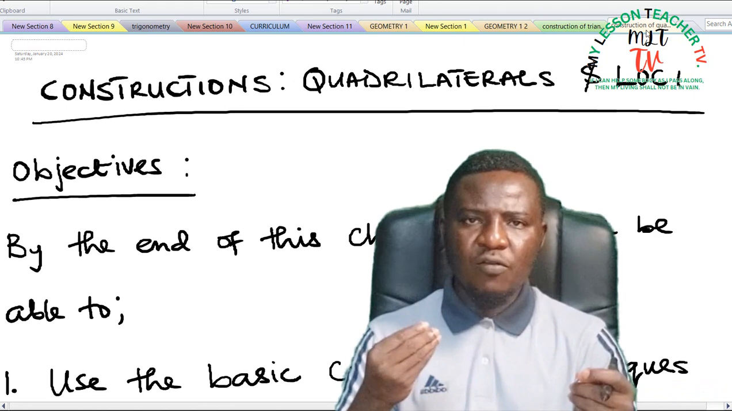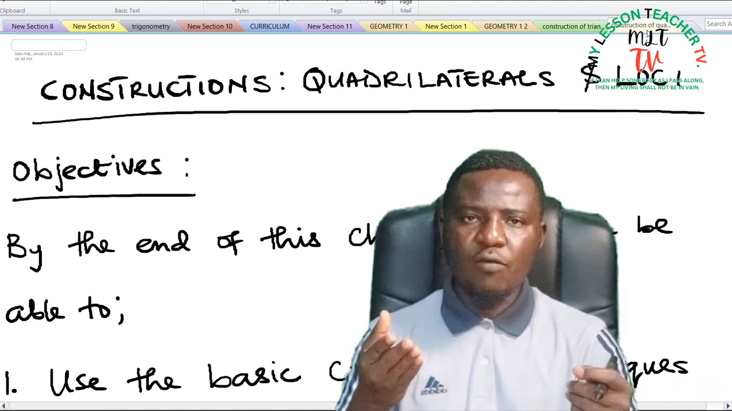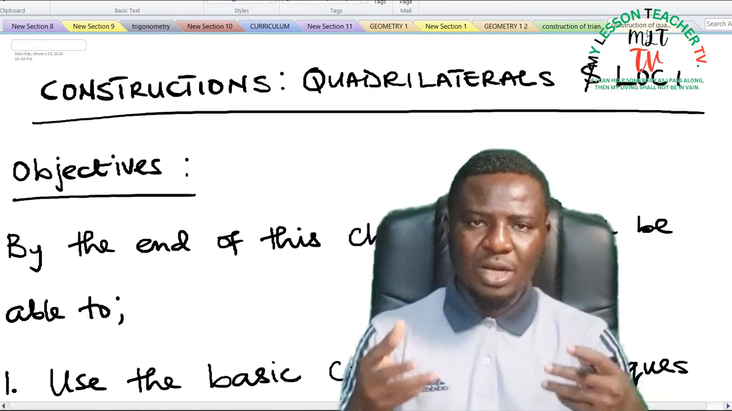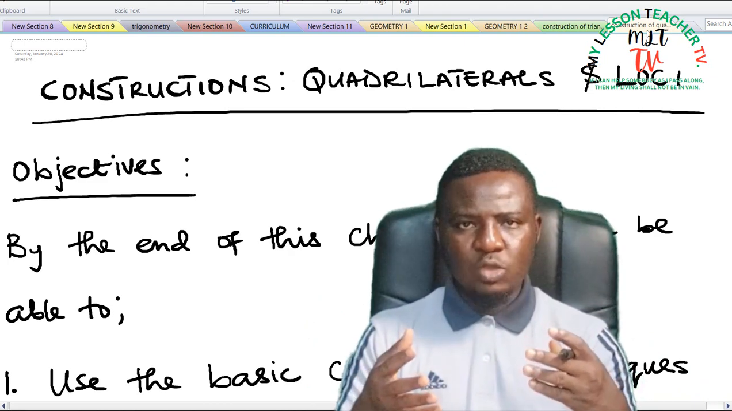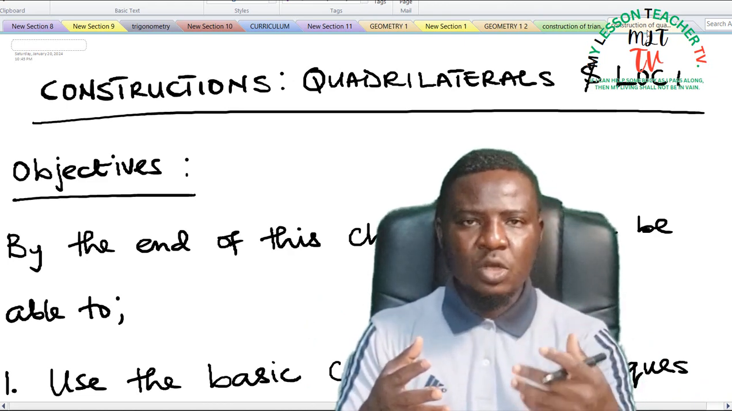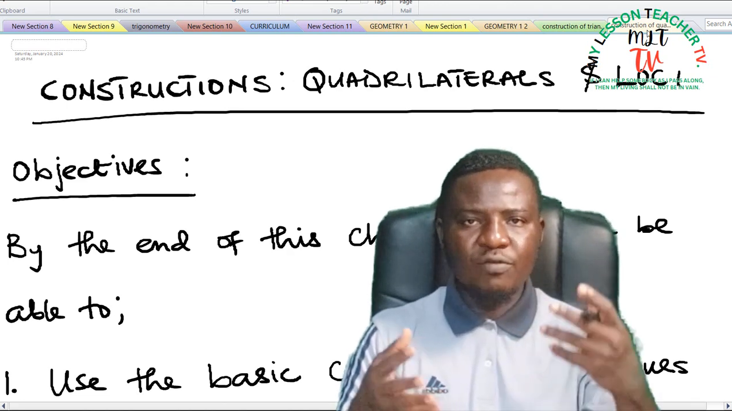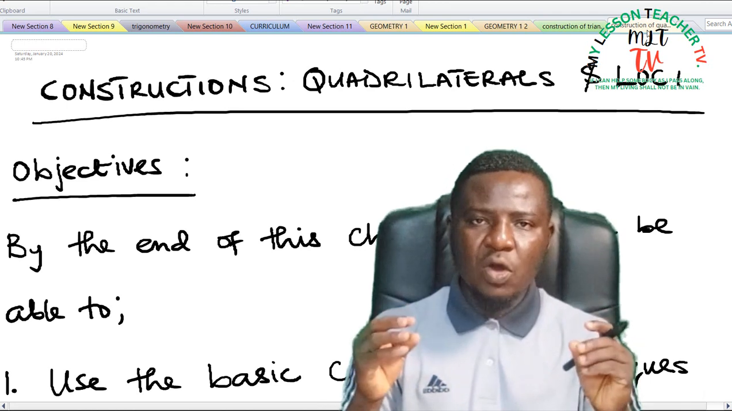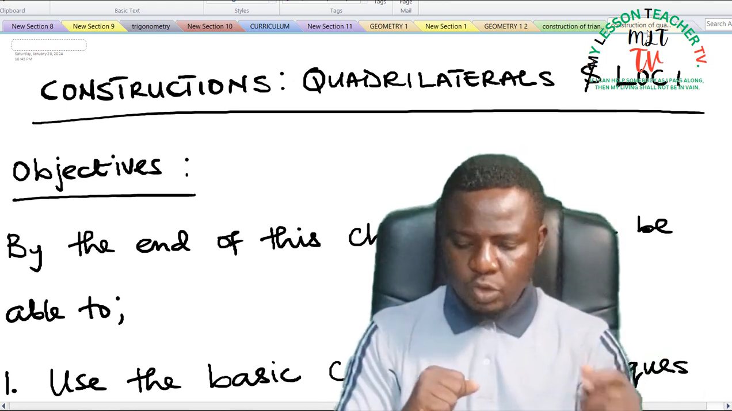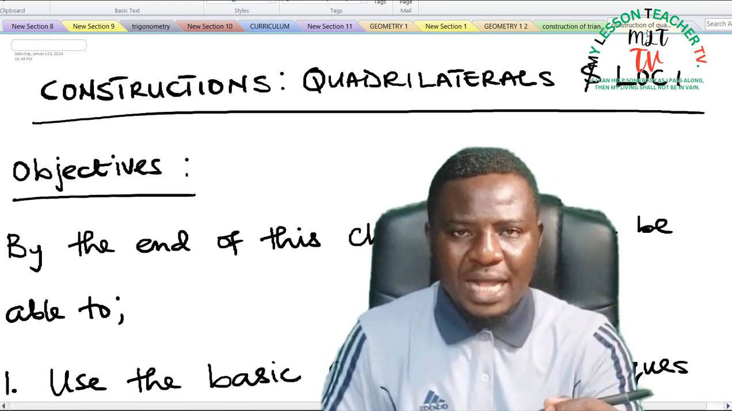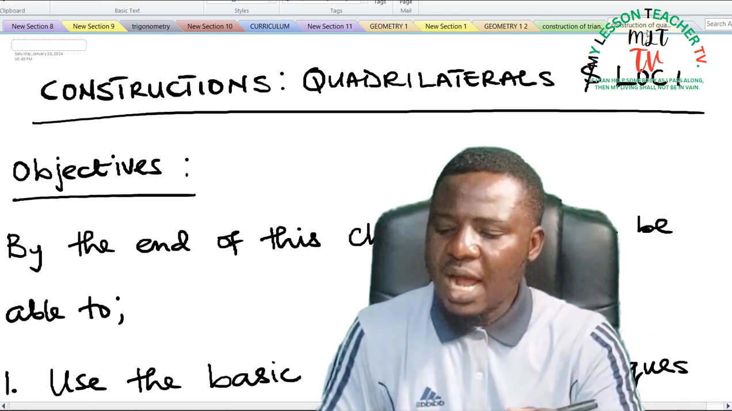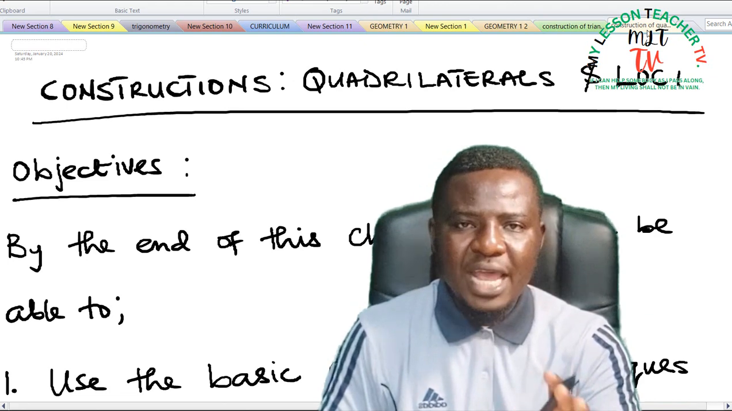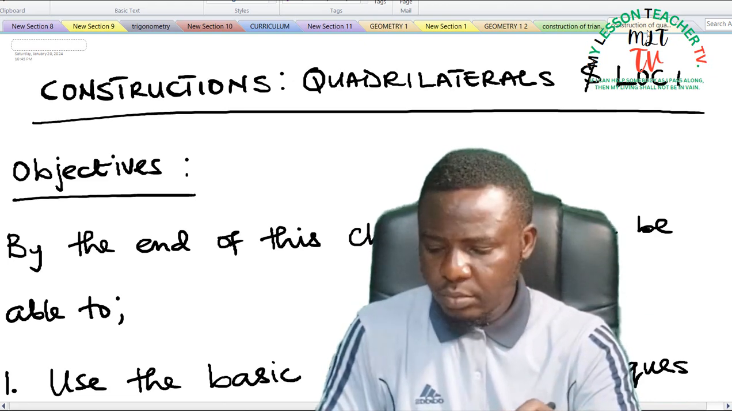Now, having given you examples of these quadrilaterals, let's look at some of these quadrilaterals and we tend to understand their properties so that when it comes to the construction of these quadrilaterals, you will be able to construct them based on their properties. So, before we look at their properties, let's look at the basic objectives. What do we tend to achieve at the end of this class?